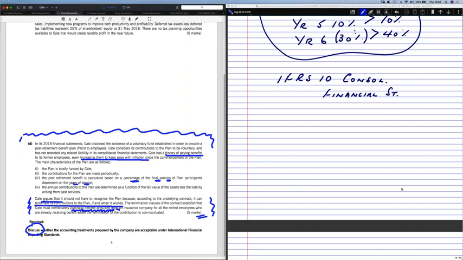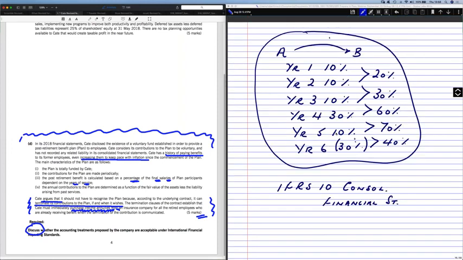IFRS 10 states that control arises when the acquirer, in this case it will be A, is exposed or has rights to the variable returns of the acquiree, that will be, in this situation, B, and has the ability to affect those returns through the power it has over the acquiree.